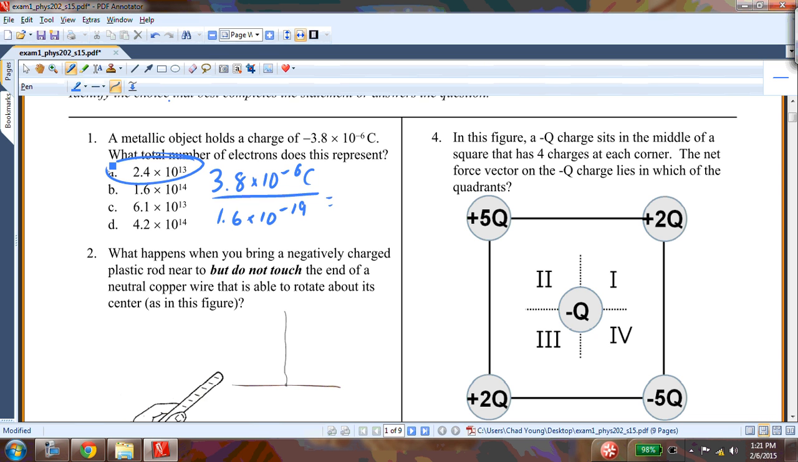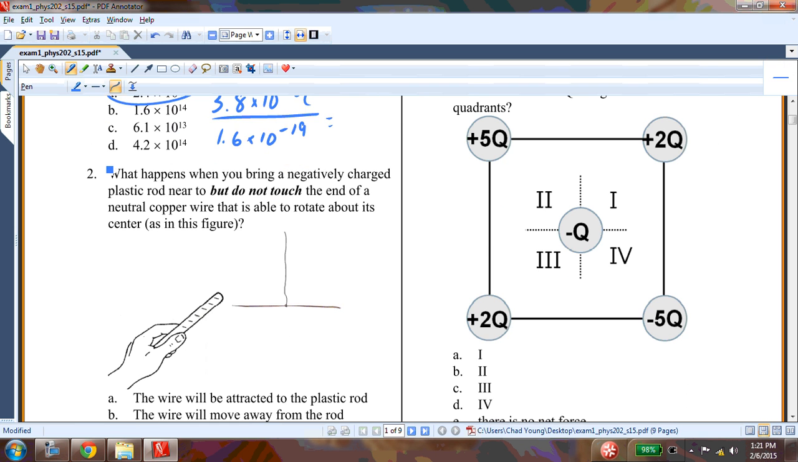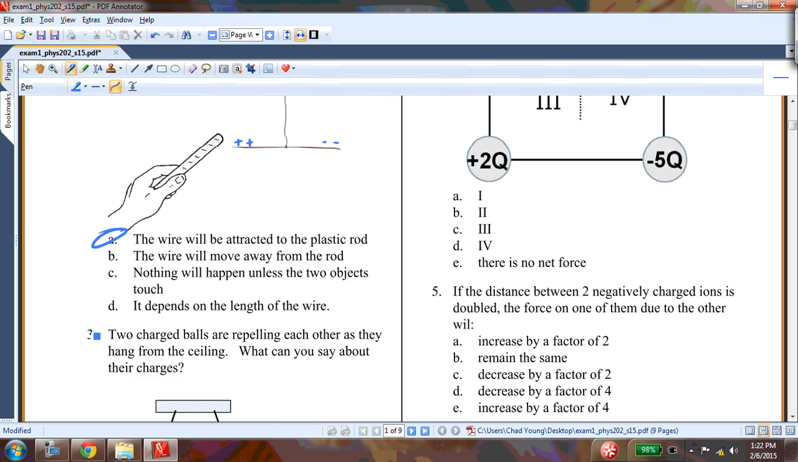What happens when you bring a negatively charged plastic rod, but do not touch, to the end of a neutral copper wire? If I have negative charges here, I get positive charges on this end and negative charges on that end. So it's attracted. So the wire is attracted to the plastic rod.